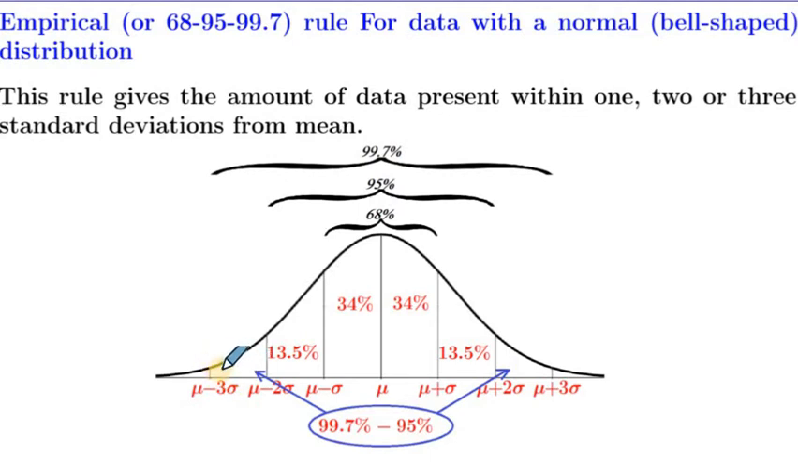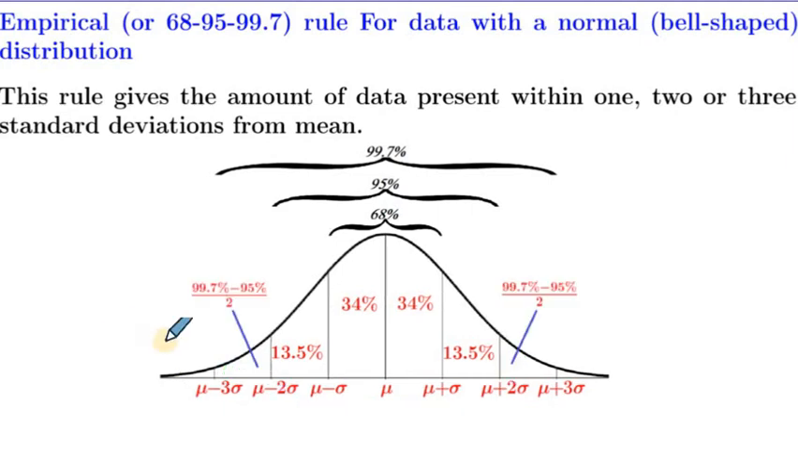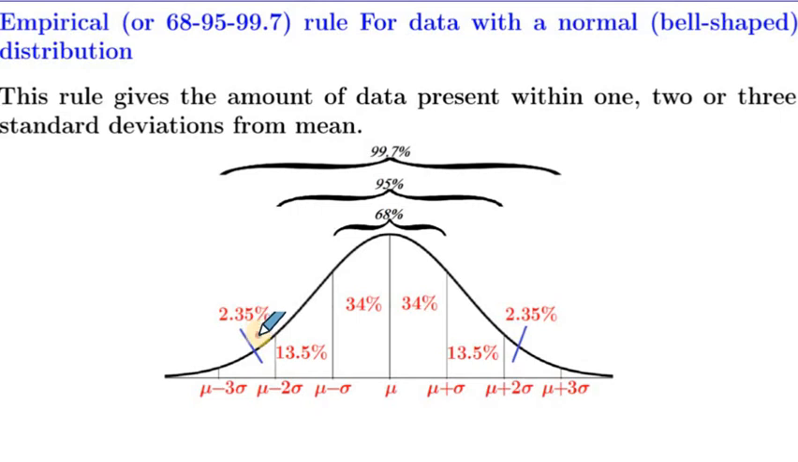Now these two sides together are 99.7% minus 95%, but just the area on this side is 99.7% minus 95% divided by 2, and same thing on the other side. So which is 2.35% on this side, and same thing here, 2.35% on this side.